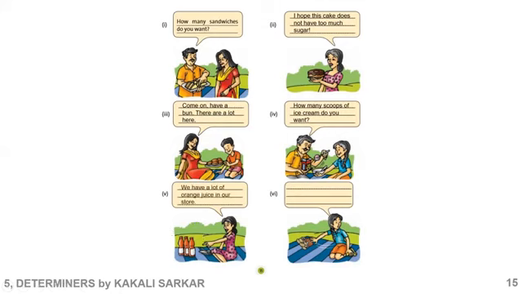We have a lot of orange juice in our store. They have a lot of orange juice. Okay, because you can see there are many bottles kept here. A lot of means a lot of. Lot of orange juice is there with them.